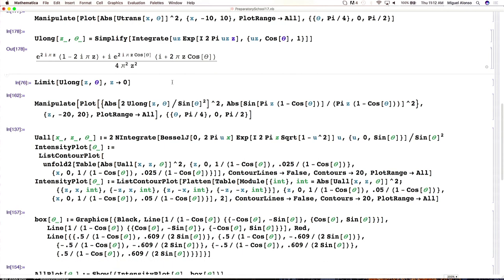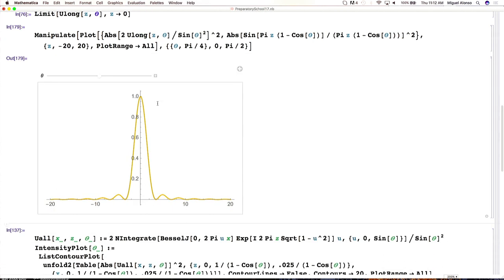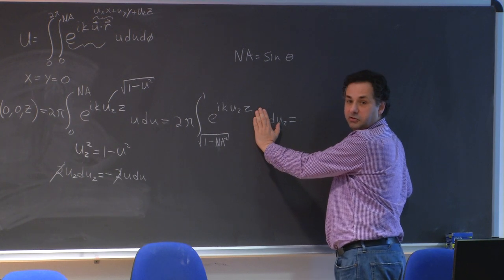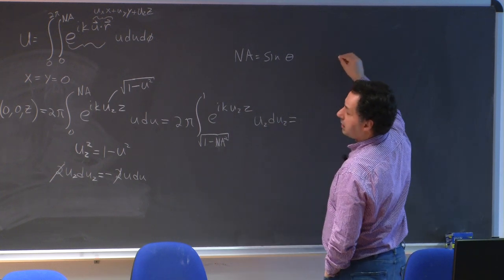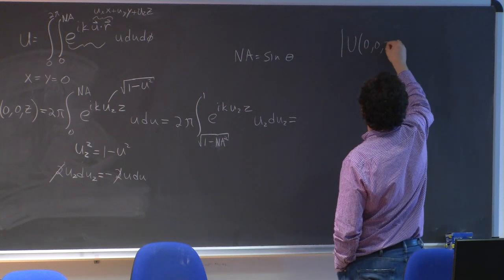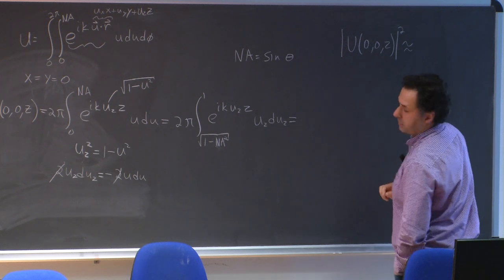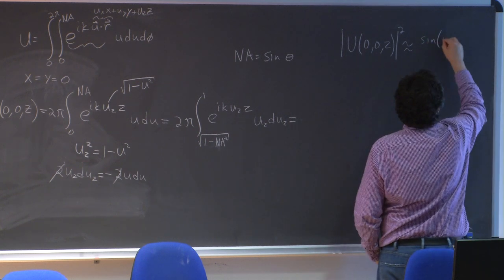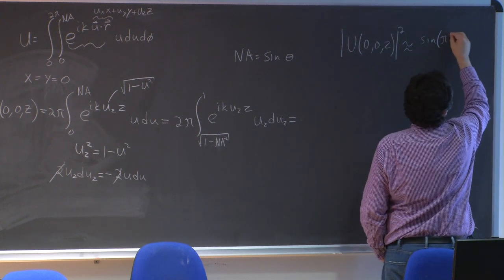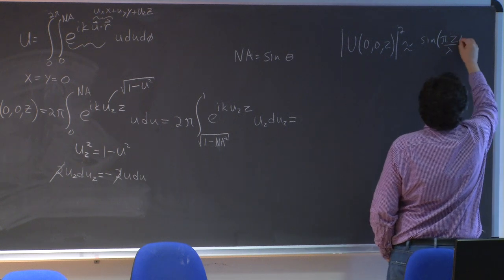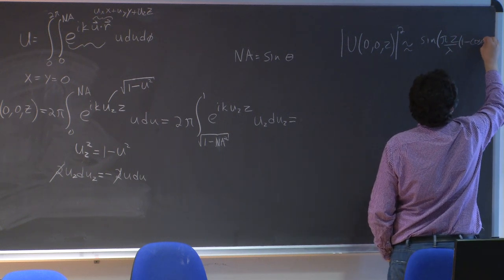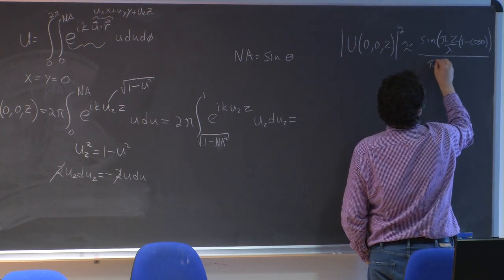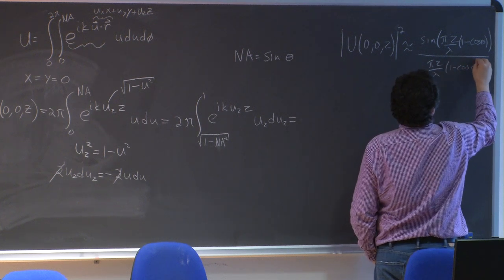But what I want to show you here is that plot, if I take the mod square of that. And I'm showing two curves. The other one is the approximation if I remove this u_z, which is just a sinc. So this U(0, 0, z) is very close to just being the sinc of sine pi z divided by lambda times 1 minus cosine theta, all divided by the same thing, pi z over lambda times 1 minus cosine theta.